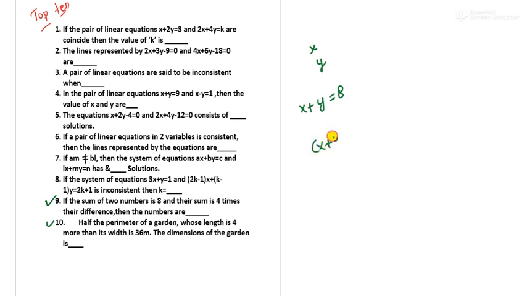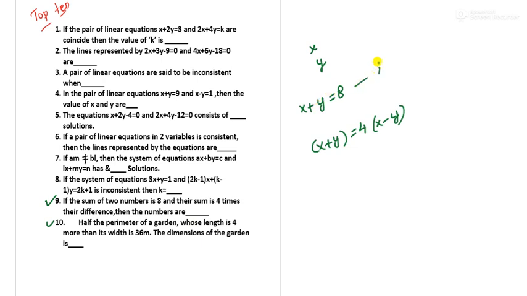Their sum x plus y is 4 times their difference. Difference means x minus y. You have to subtract in difference and add in sum. Find the numbers. Then the numbers are dash. Okay, so what will be the number?